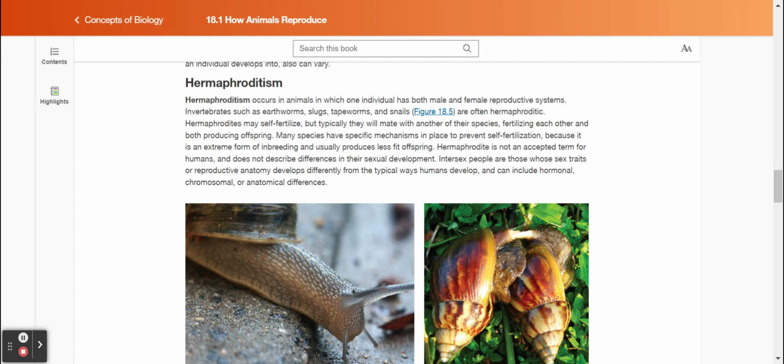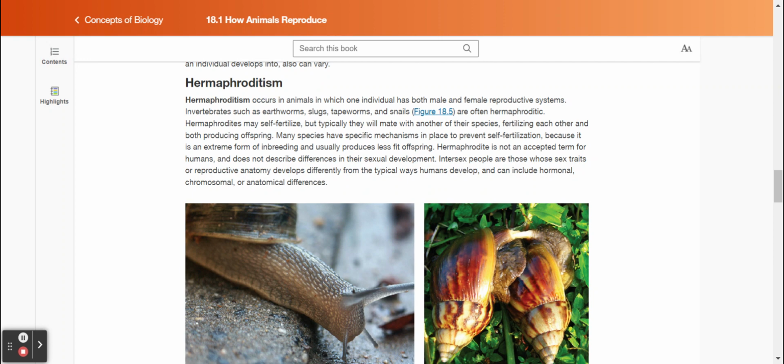Hermaphrodites may self-fertilize, but typically they will mate with another of their species, fertilizing each other and both producing offspring. Many species have specific mechanisms in place to prevent self-fertilization because it is an extreme form of inbreeding and usually produces less fit offspring.